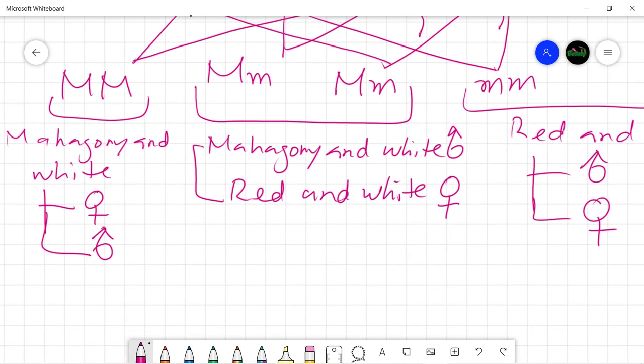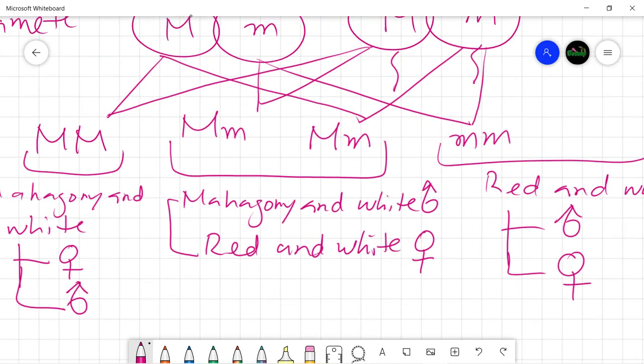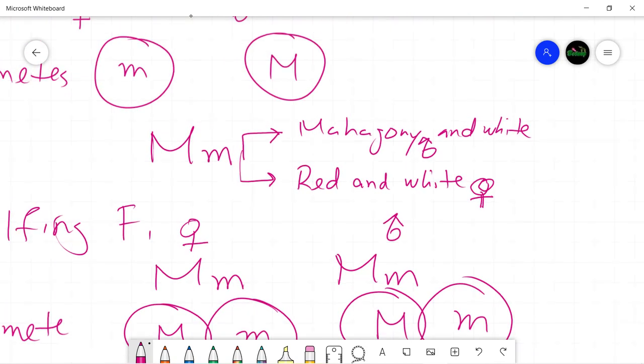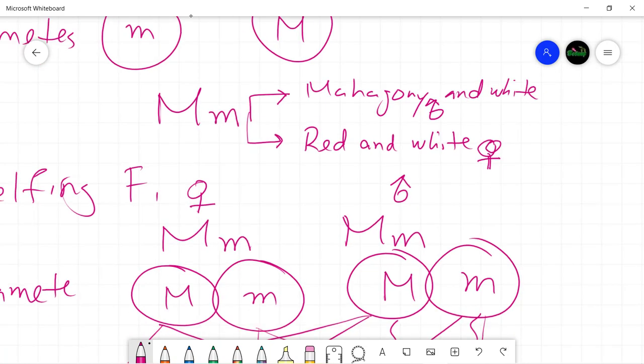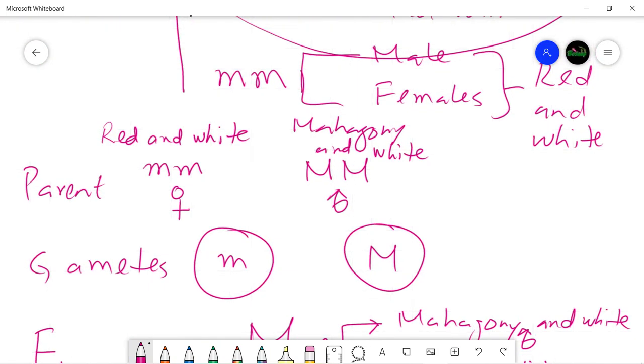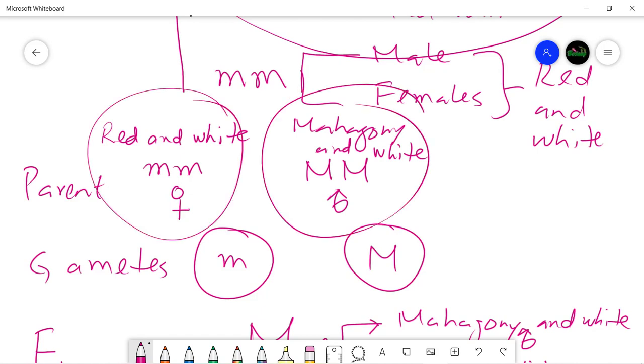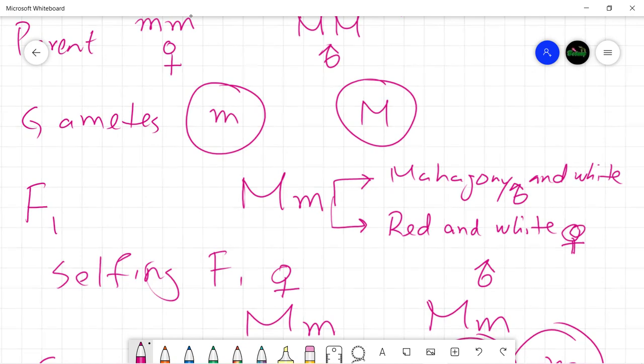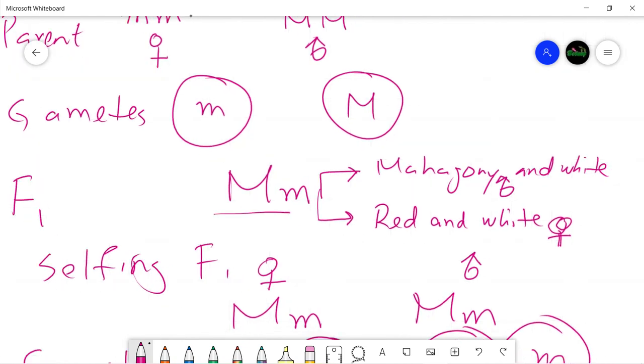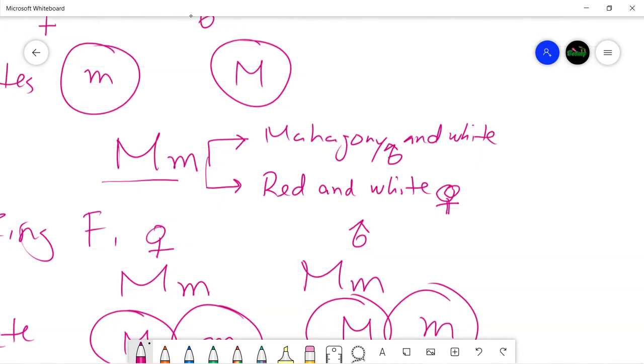So this is the result of the cross made between two individuals. So these are the parents, red and white female, mahogany and white male, and when they were crossed with each other, this is the result that we obtained. In the F1, since it is a heterozygous condition, all the males would be mahogany and white and all the females would be red and white.